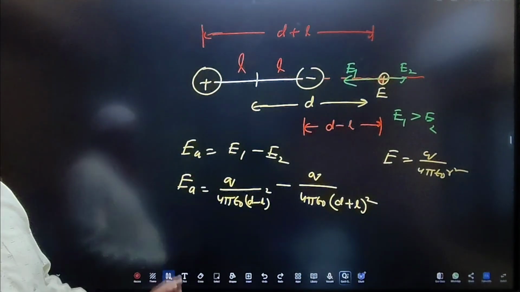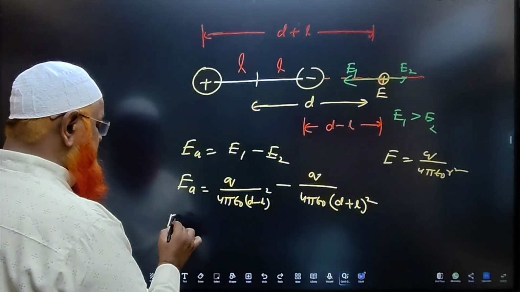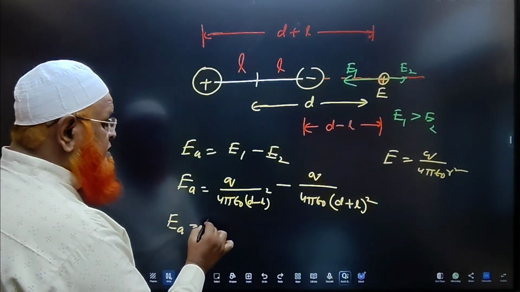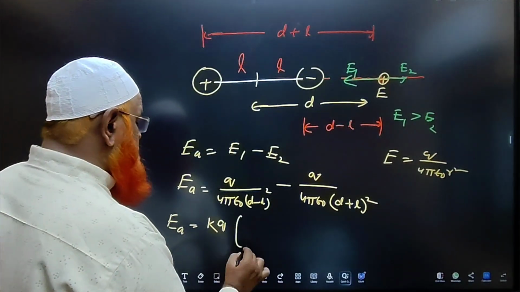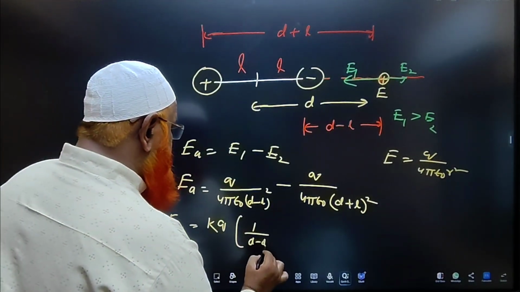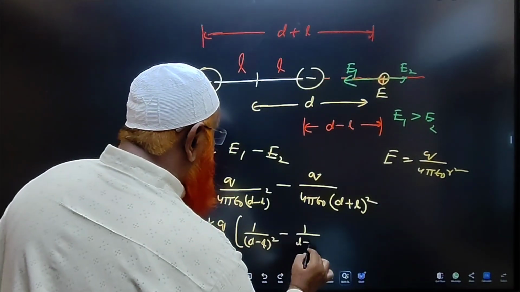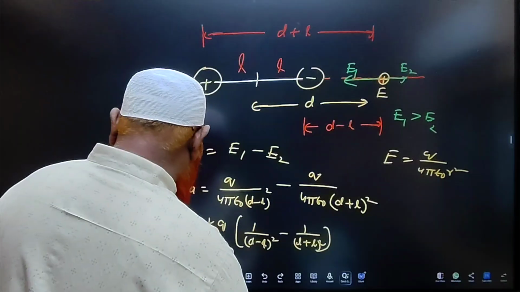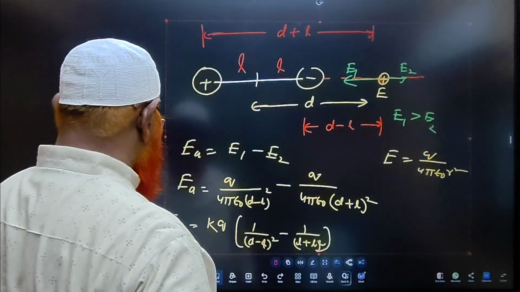Okay, so you do not need to write 4 pi epsilon naught again. Instead you can write K, since 1 by 4 pi epsilon naught can be considered as K. So if you take KQ common, what is left is 1 divided by d minus L whole square, minus 1 by d plus L whole square. Like this, you are getting the formula. Am I right or not?